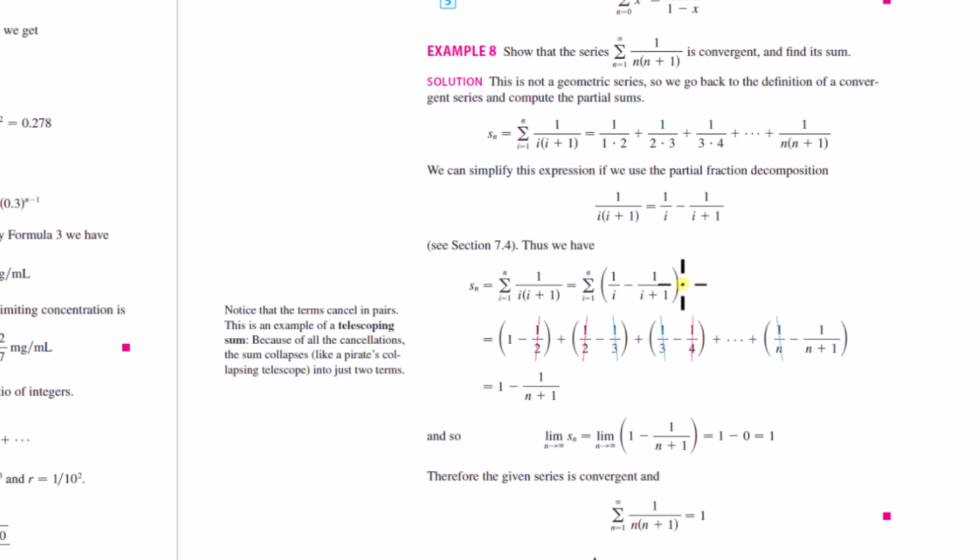But what happens here is, they split it up like this, and then when you write out the sum this way, you can see these terms cancel, and you get the s sub n formula. It's 1 minus 1 over n plus 1. You get the s sub n formula.